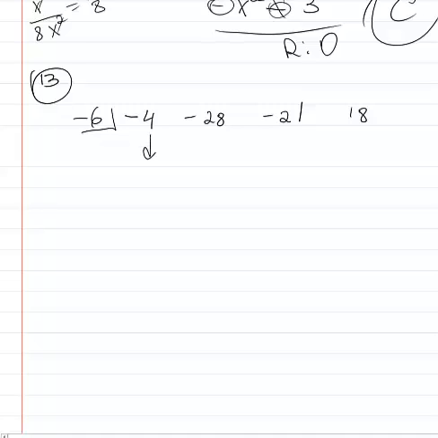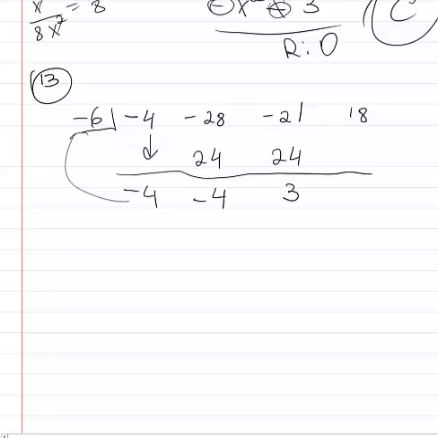So you're going to drop down the first term. Then you multiply this times this. That gives you 24. Then you combine. That gives us minus 4 again. Then we multiply again, which gives 24 again. That will give us 3, because we add once we multiply. So that's 3. Then we have negative 18. Oh, how nice. The last one, the remainder, is 0.